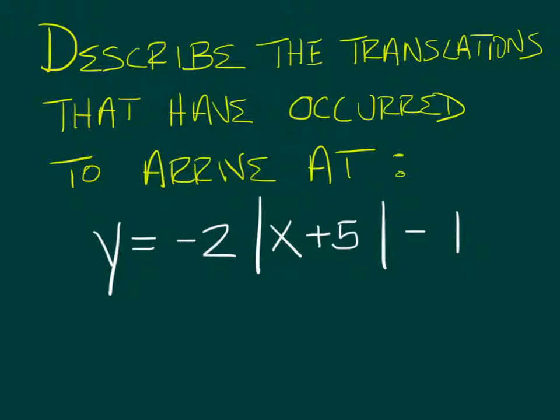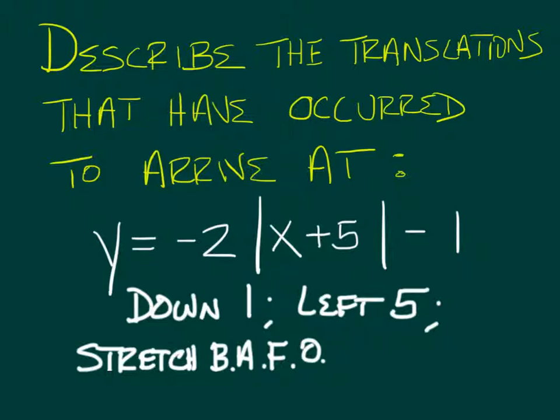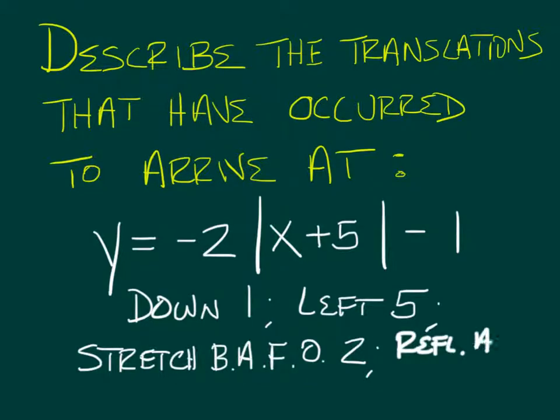Describe the translations that have occurred to arrive at y equals a negative 2 times the absolute value of x plus 5, close the brackets, and then minus 1. It's gone down how many? Down 1, yeah, we can say that it's gone down 1. It's gone to the left 5. It's not going to shrink, it's going to stretch. Stretch by a factor of 2. And then what? It is reflected across the x-axis.